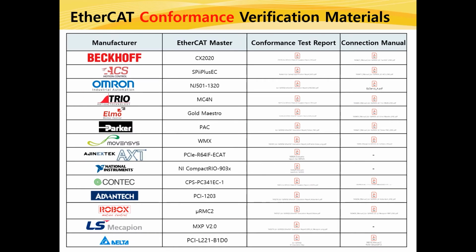The demonstration of FASTECH EtherCAT products was delivered to each master company, and the master company directly conducted the conformance test. In the case of the conformance test report, it was written after verifying the normal operation of Ezi-SERVO EtherCAT based on CIA 402 with each master. The connection manual contains the ESI file registration method, and master and slave connection method.